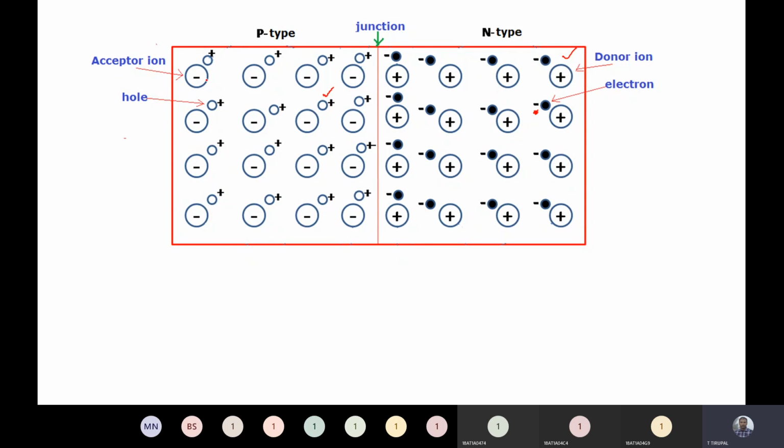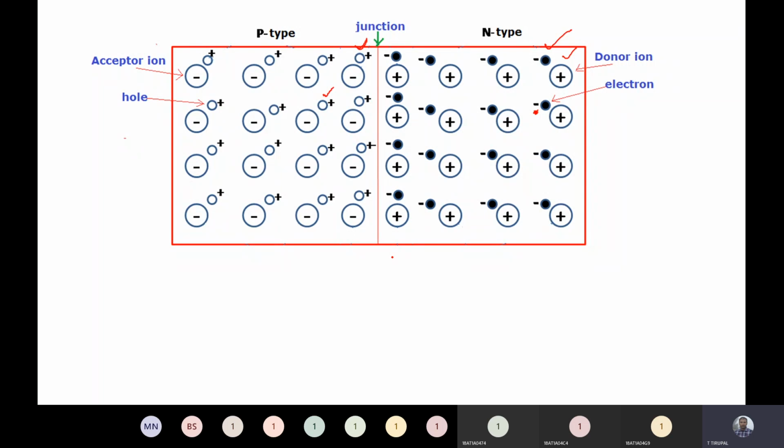Now here, if this donor ion donates one electron, the ion will not move, only the electron will move. That you need to remember. And this acceptor ion, while it has a hole here, the acceptor ion minus round will not move, only the hole will move, right?